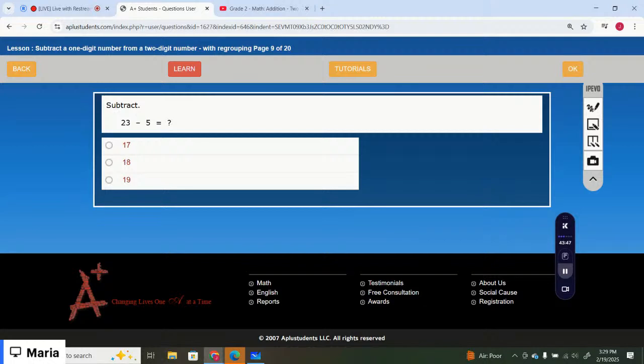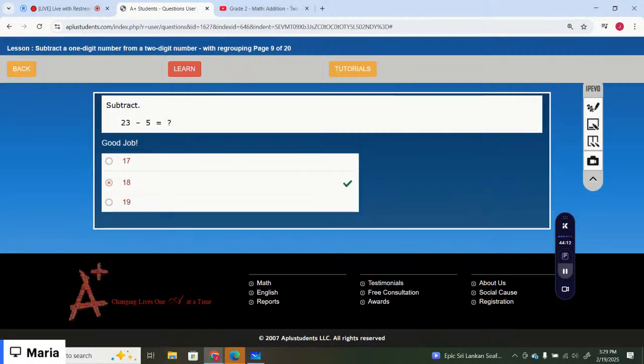23 take away 5 is 18. Option number 2 is the correct option.